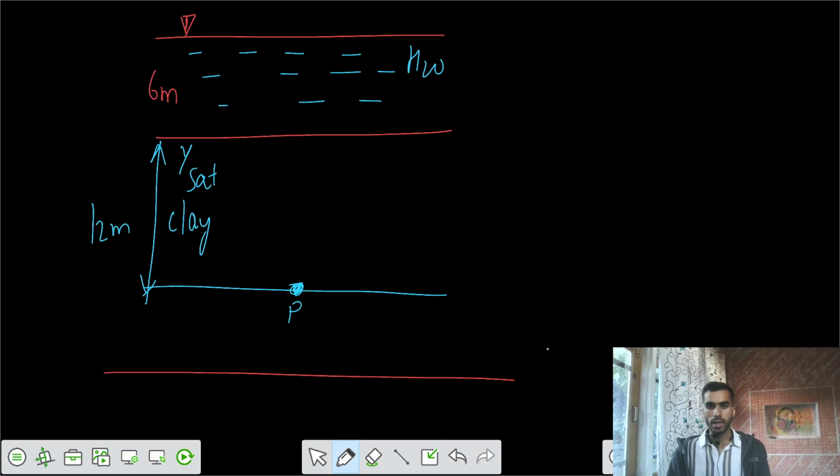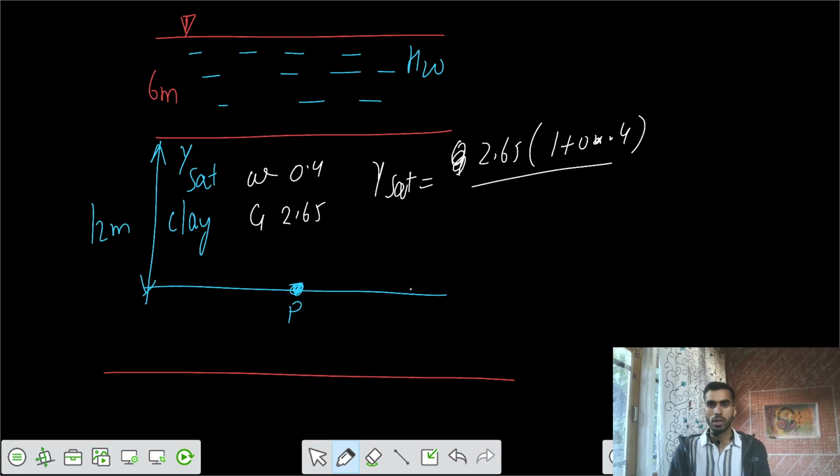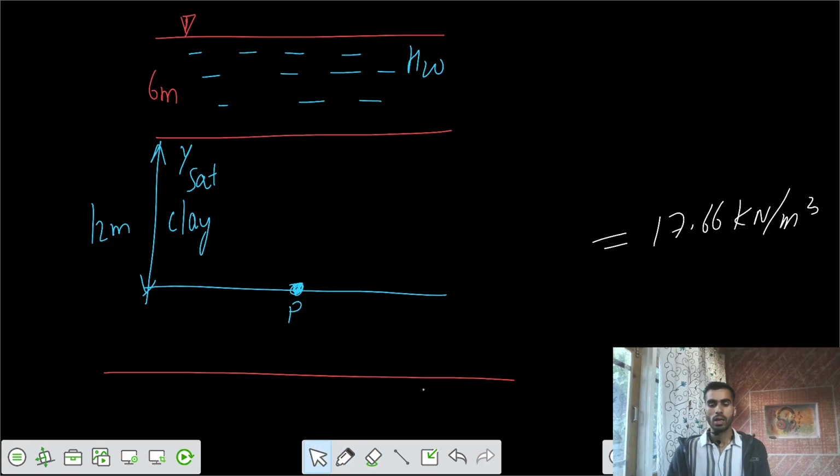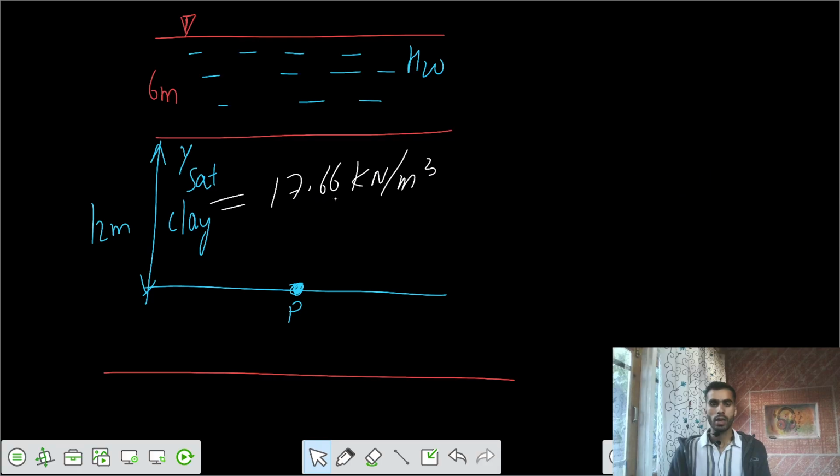And let's see the data given to you for the clay. Water content of 40%, specific gravity 2.65. So from that we can calculate gamma sat. Gamma sat would be G plus W divided by 1 plus WG, into 9.81. So that is your gamma sat equals 17.66 kilonewton per meter cube. Let's erase all that stuff. We are only keeping gamma sat equals 17.66 kilonewton per meter cube.